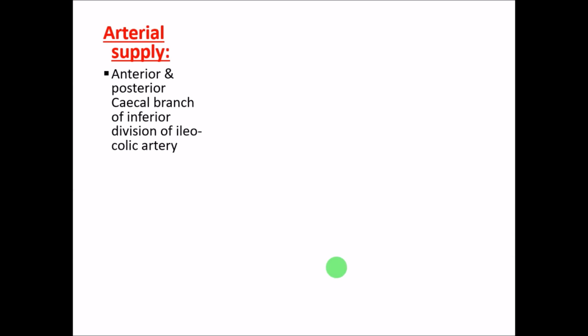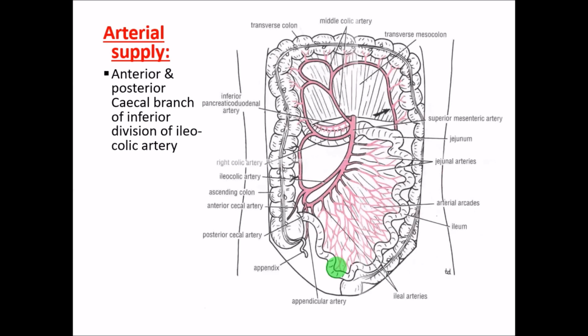Arterial supply is by the anterior and posterior cecal branches of the inferior division of the ileocolic artery. So here is the ileocolic artery. This is the superior and this is the inferior. So the inferior ileocolic artery will be giving branches which will be called the anterior cecal, and then there is a branch called the posterior cecal. So these are two branches from the ileocolic artery, the inferior division.